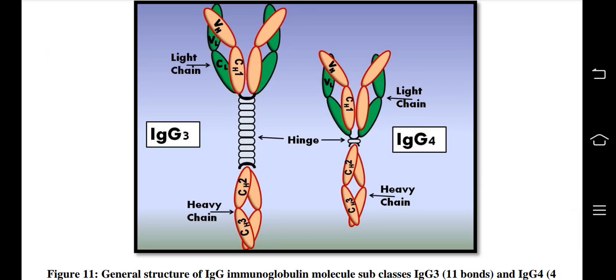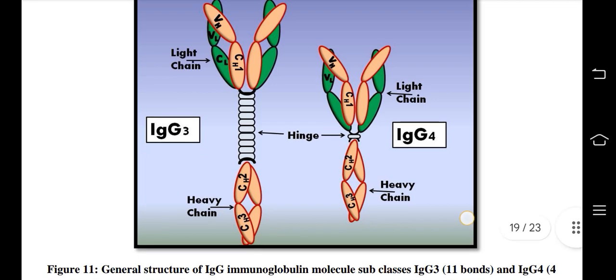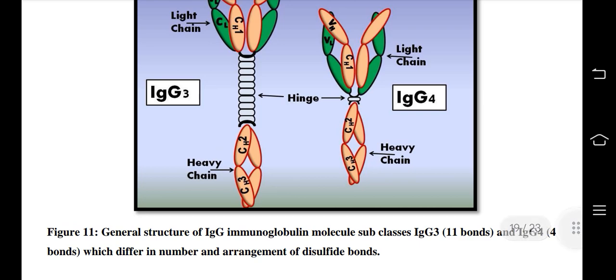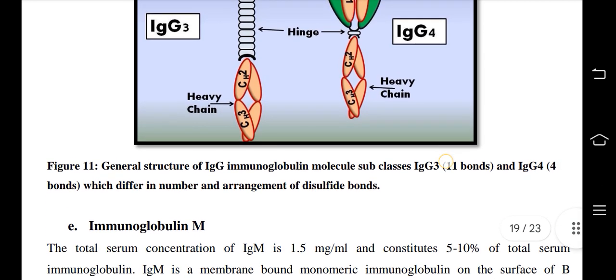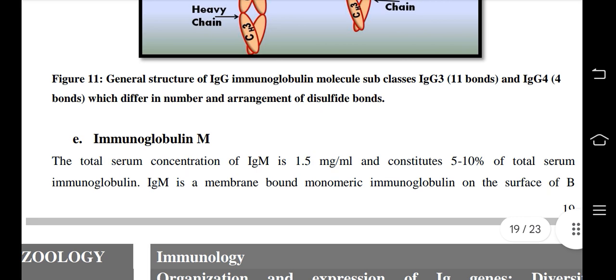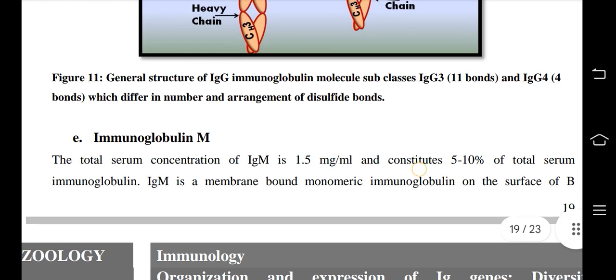Light chain. IgG3, IgG4. General structure of IgG immunoglobulin molecule: subclasses IgG3 with 11 bonds and IgG4 with 4 bonds, which differ in number and arrangement of disulfide bonds. Then immunoglobulin M. The total serum concentration of IgM is 1.5 mg per ml and constitutes 10% of total serum immunoglobulin.